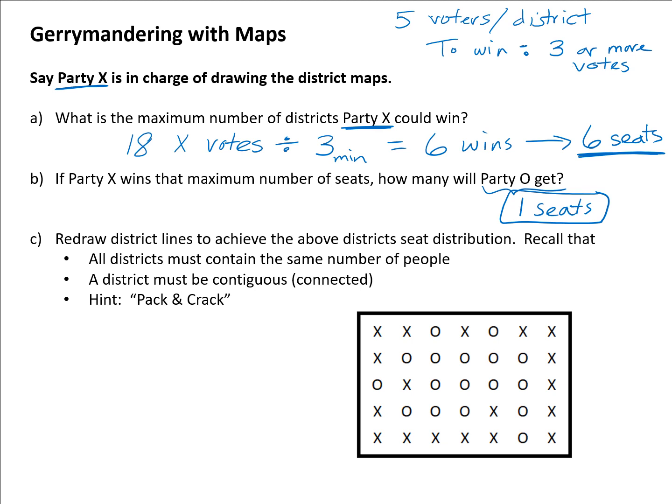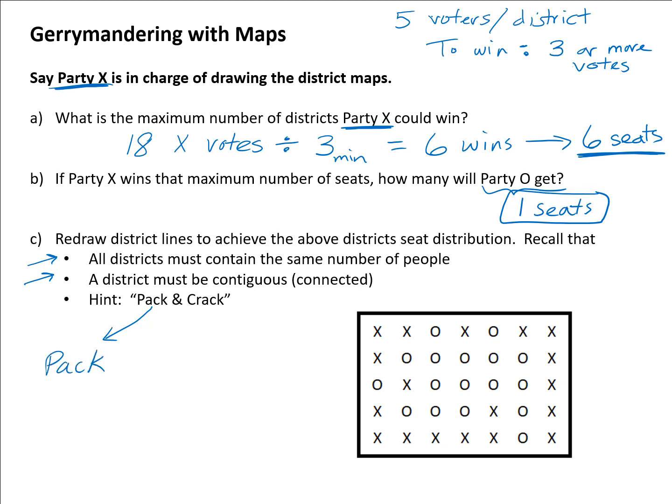All right, so now we're actually going to do the drawing. We haven't done this part yet. When we draw lines, we want to make sure that the district lines contain the same number of people. So we need to make sure we have 5 voters in every region that we draw. The regions have to be contiguous, I mean connected. And the hint for drawing these is I always recommend packing the opponent's seats first. So Party X was doing this, so they're going to pack Party O's votes into one seat if they can.